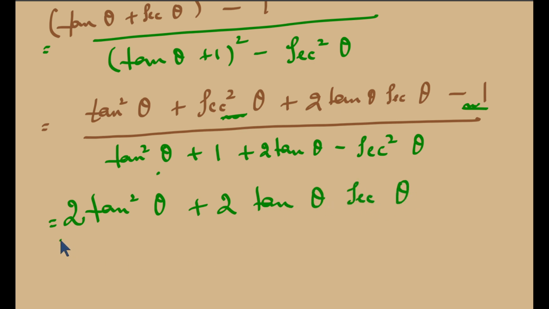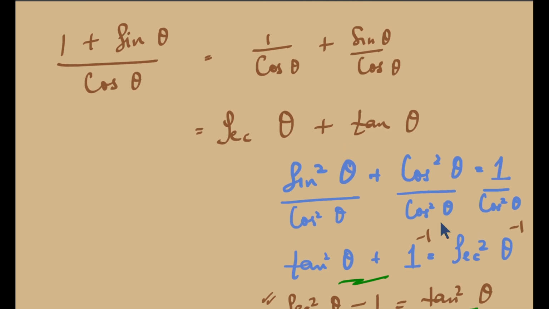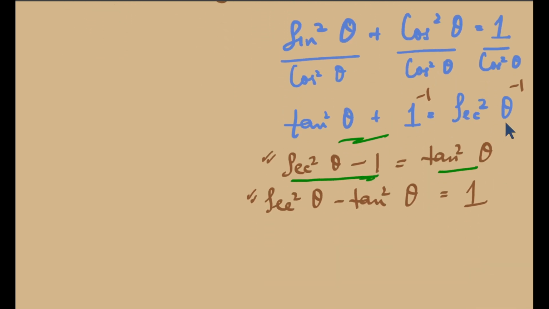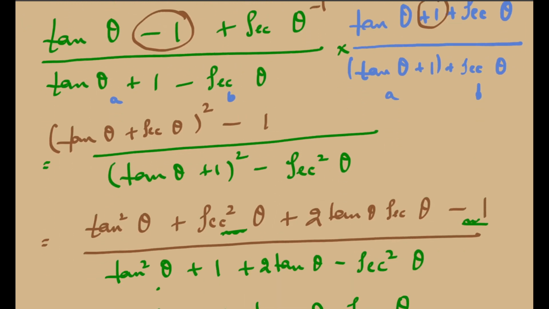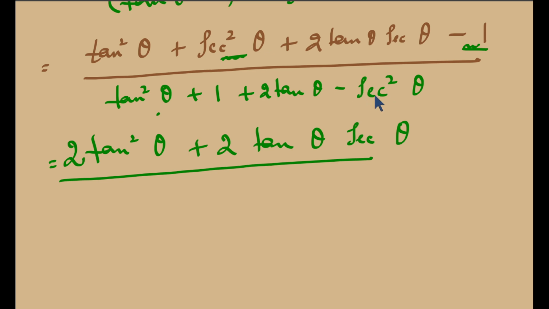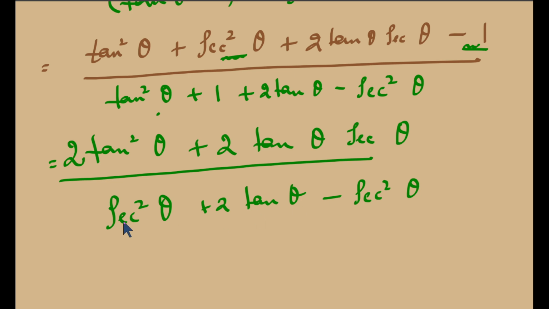This is our numerator. And what about the denominator? Let us write tan squared theta plus 1 as secant squared theta, isn't it? Yes, tan squared theta plus 1 is equal to secant squared theta. So what do we benefit by writing like that? We have the secant squared theta cancelled. So this is secant squared theta plus 2 tan theta minus secant squared theta. So secant squared theta minus secant squared theta becomes 0. So the denominator is left just with 2 tan theta.